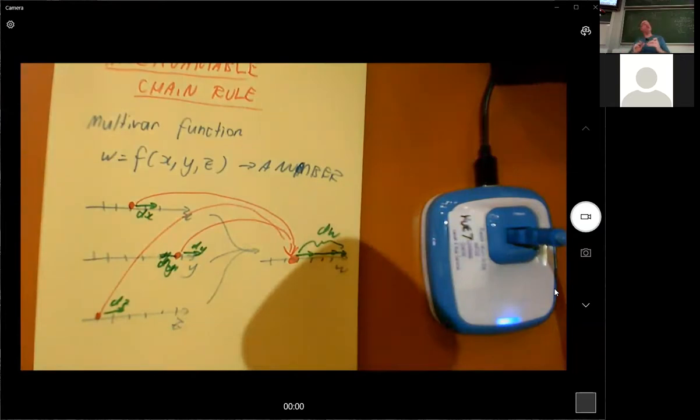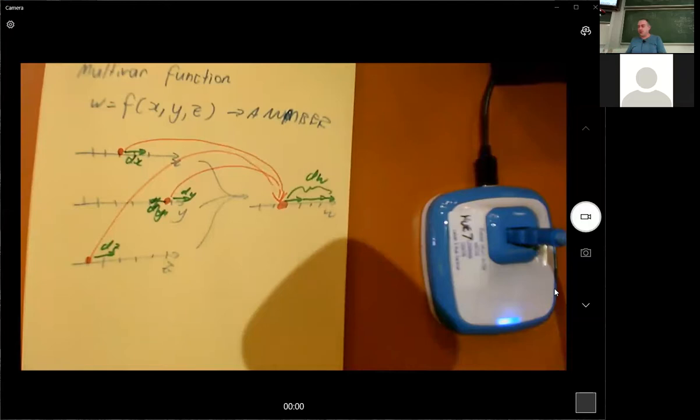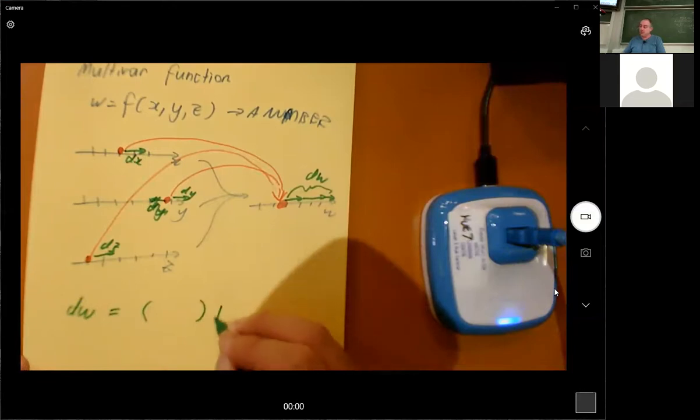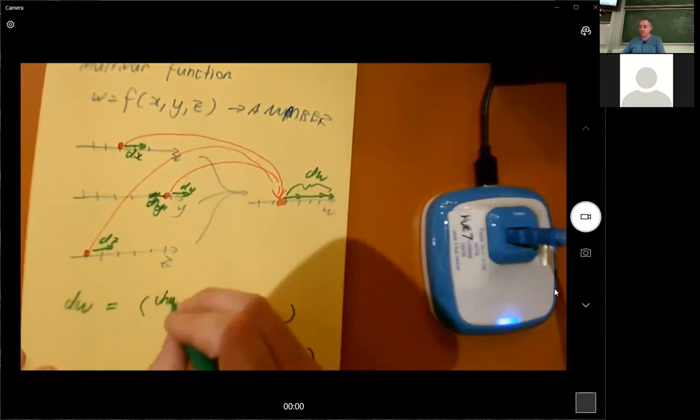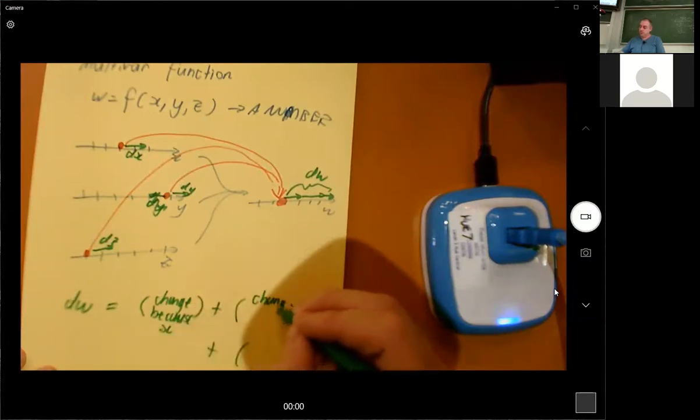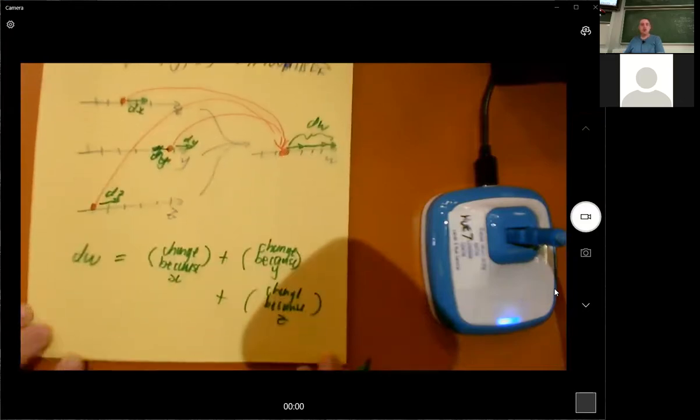The assumption in calculus is that if you make small changes, then you can just add up the individual pieces and that will be the result. So in my head, how much W changes by will be a change because of X plus a change because of Y plus a change because of Z. That's the thinking that's in my head.